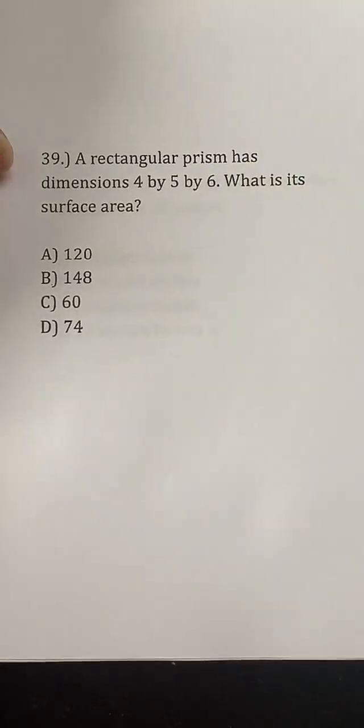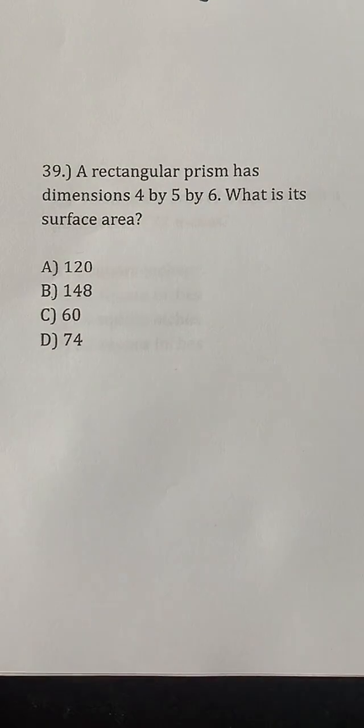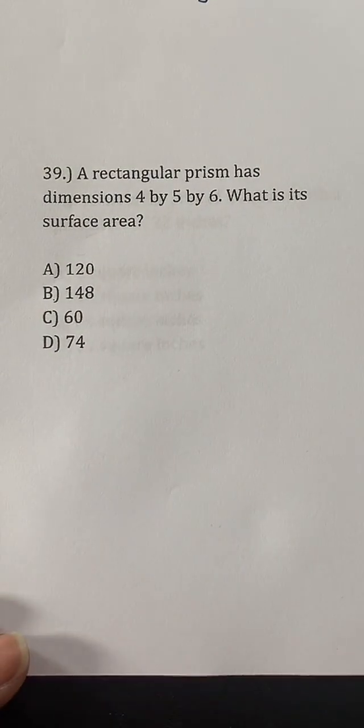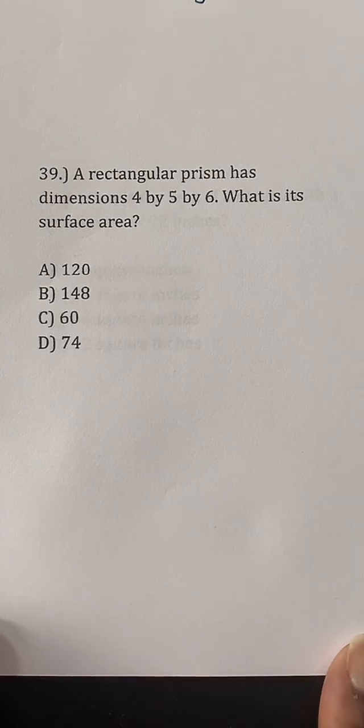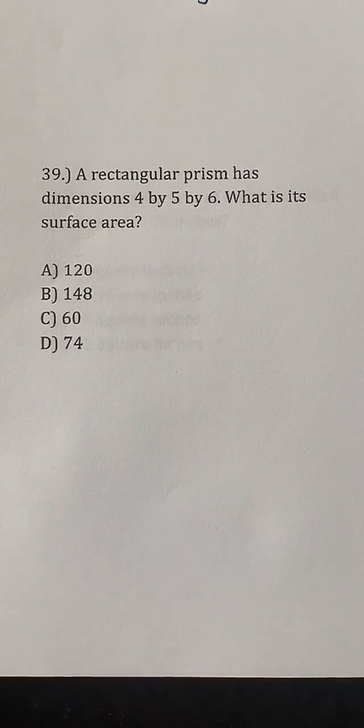All right, so let's take a look at this one. So we have a rectangular prism that has dimensions 4 by 5 by 6. What is its surface area? So is it A, 120, B, 148, C, 60, or D, 74? Okay, so if you think you know the answer, go ahead and put it in the chat.